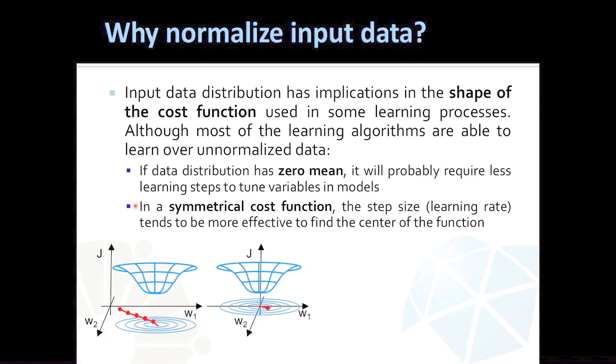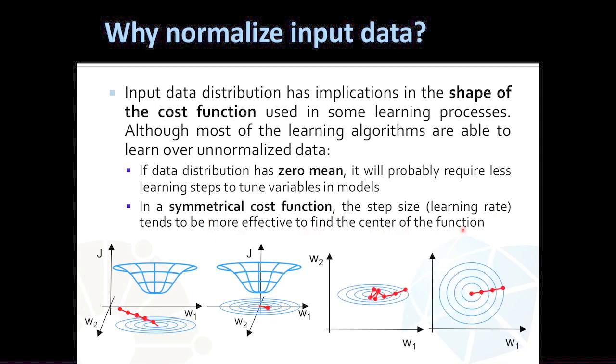Second, in a symmetrical cost function, the step size, or the learning rate, tends to be more effective to find the center of the function. As we can see in this example, it is more effective to walk over a regular surface than to walk over an irregular one. In this way, normalization is a technique that can speed up the training process.